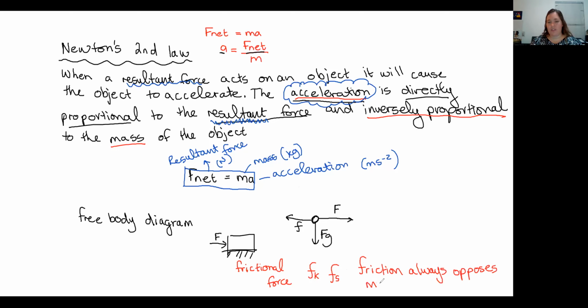I've seen questions where you have an object and a ramp. So imagine here down the side, there's a ramp. And when the object is moving up the ramp, friction will act down the ramp. And then 2 seconds later, the box gets to the top of the ramp and it starts moving down the ramp. As soon as it moves down the ramp, the friction will be up the ramp.